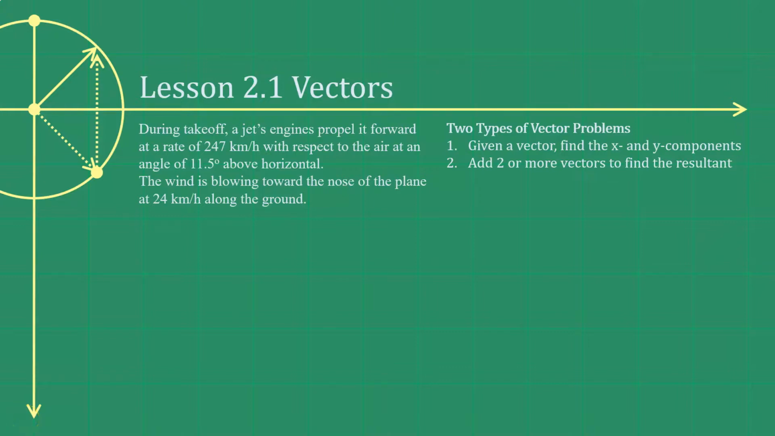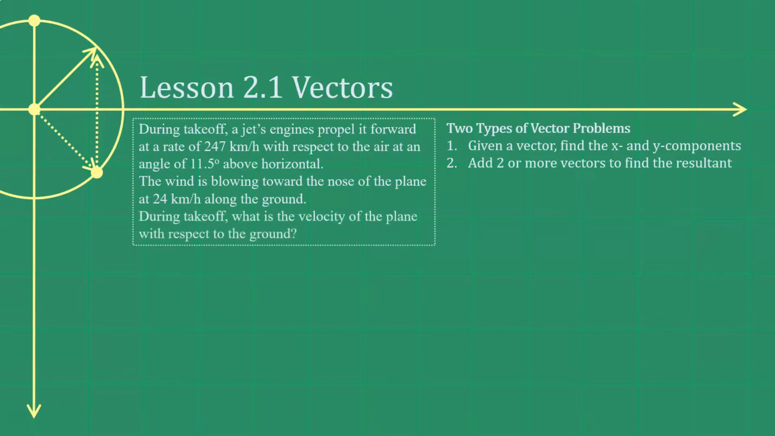So it's going to be blowing toward the nose of the plane, but at an angle to the diagonal takeoff motion of the plane. The question is going to be, during takeoff, what is the velocity of the plane with respect to the ground, taking into account this wind that's blowing? Now, of the two types of vector problems, I think you can identify that this is the second type. I'm going to be adding two vectors together to get a resultant.